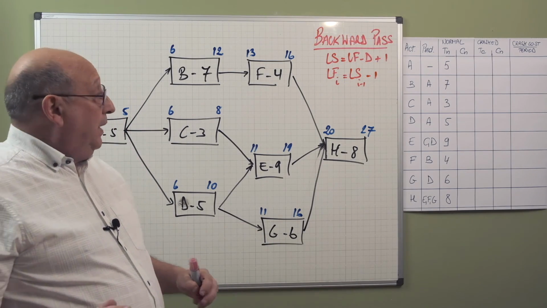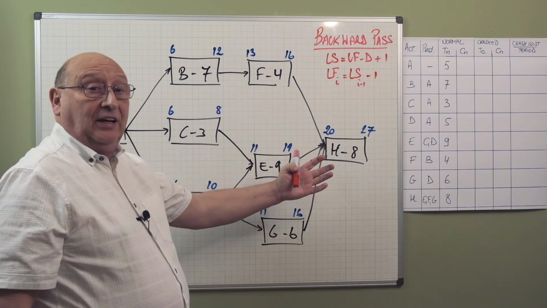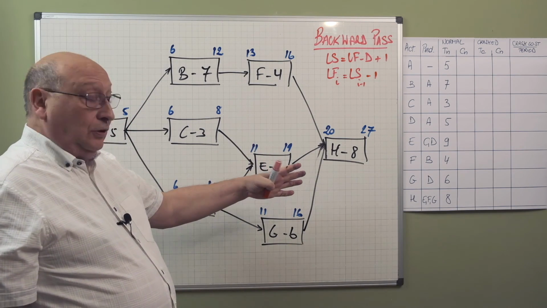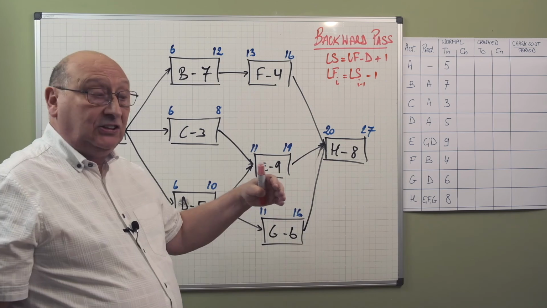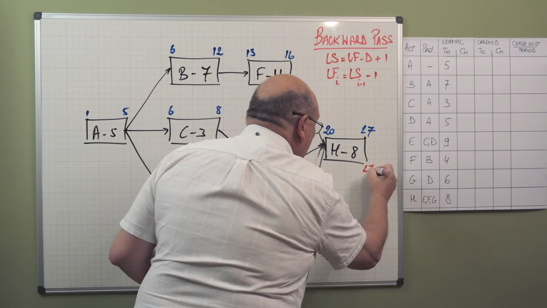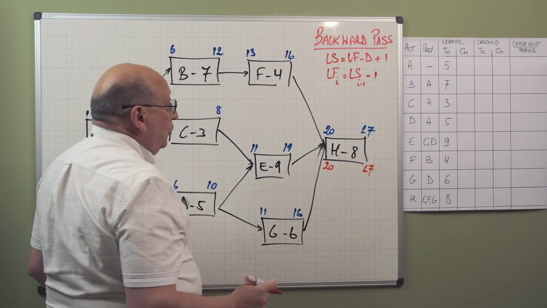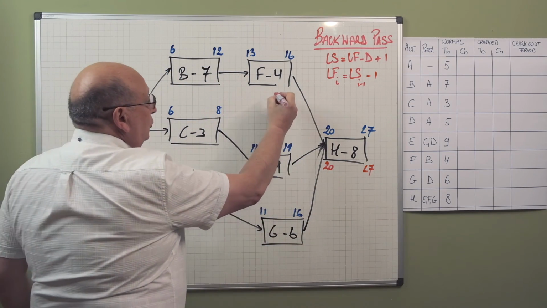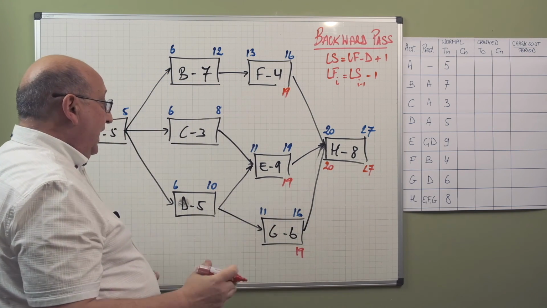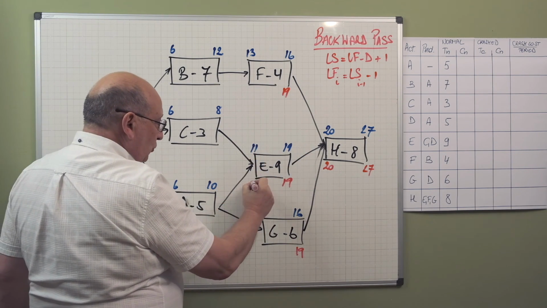When we finish the forward pass, we have to calculate the backward pass. So we start calculating the late start and the late finish from right to left. We say that the late finish of the project is equal to the early finish of the project. So we start from 27, and 27 minus 8 plus 1 is 20. Now we go to the predecessors, minus 1, so we have 19, 19, and 19. And we can continue. Now it's very easy to see. These two are the same, so basically these two have the same value.